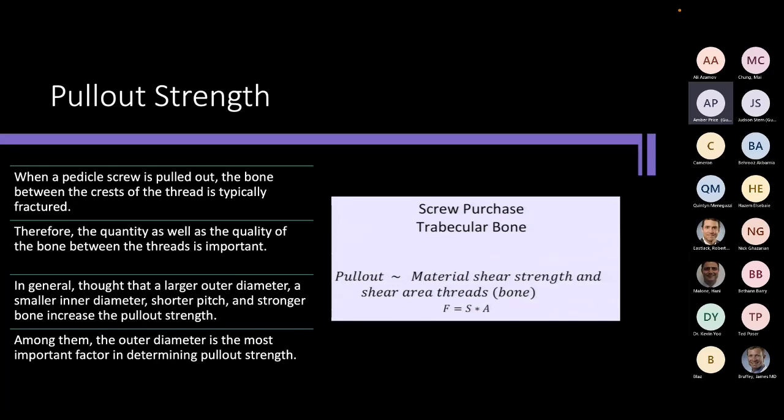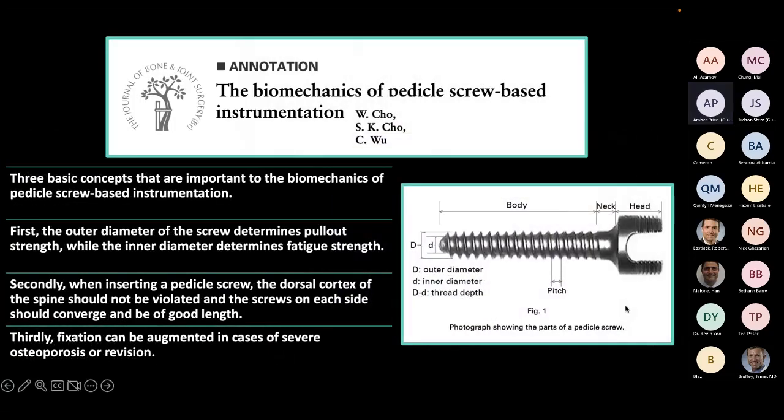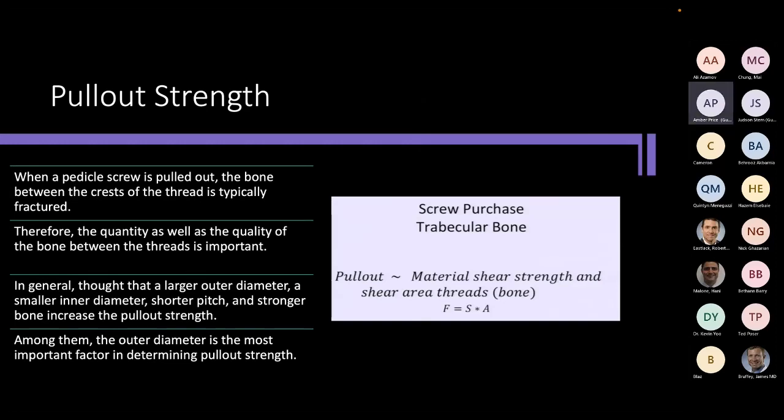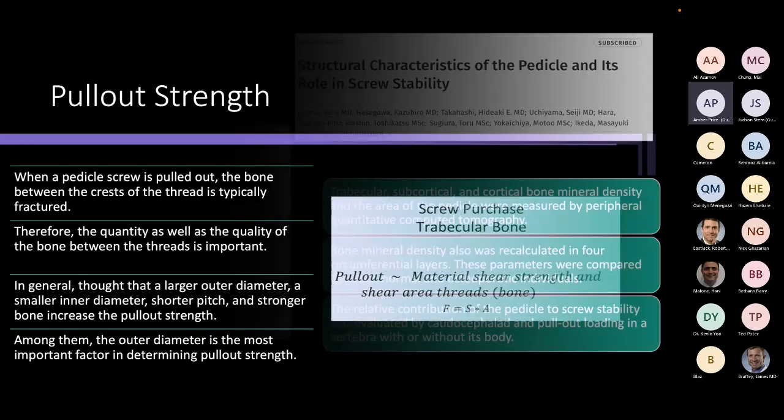And the basic idea of this is that the amount of bone that's in between the threads here, the pitch is the space between the threads, and the amount of bone that's formed in between these threads is the most important component of the pull-out strength of the screw. So anything that will optimize that amount of bone is something that is going to improve the pull-out strength of the screw. So smaller inner diameters, larger outer diameters of threads, shorter pitches, and then the actual quality of the bone help to increase the pull-out strength.